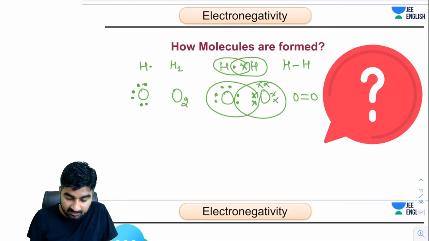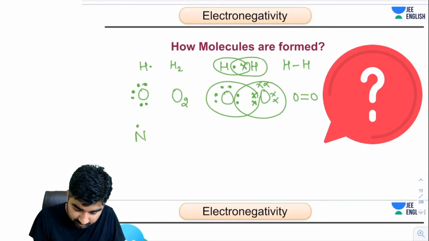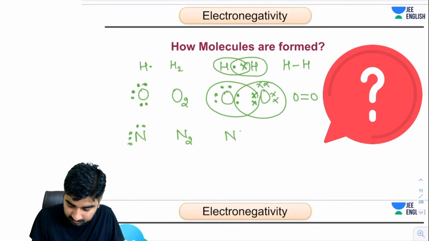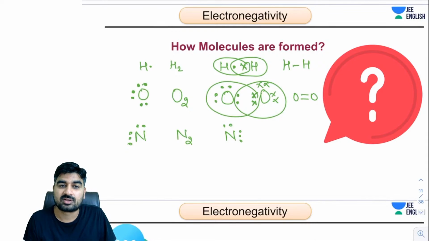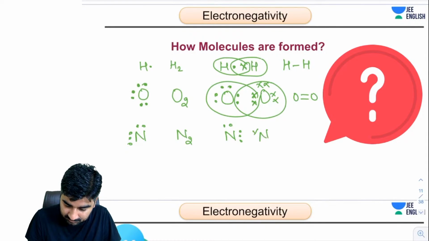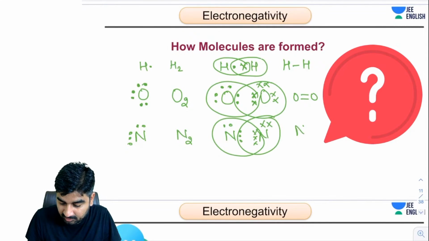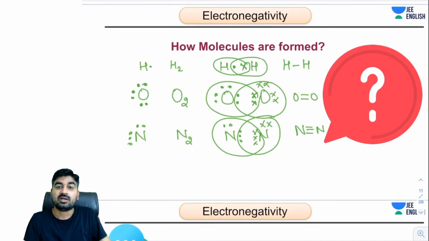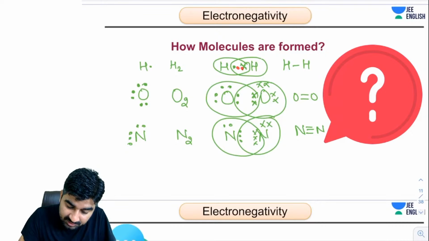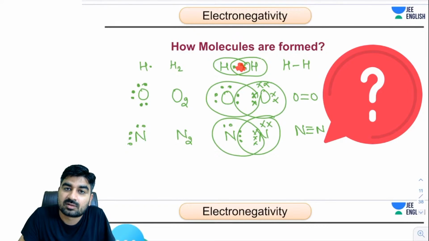And now if I move to nitrogen, it needs 3 electrons, so it will share 3 electrons, and I will denote it like this. Now the point is that these electrons are shared in between them. Here it is shared, here it is, these are shared.